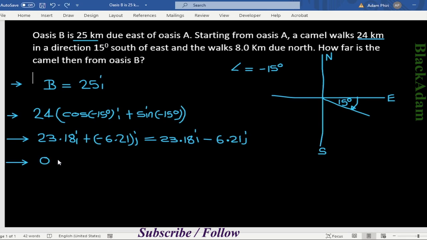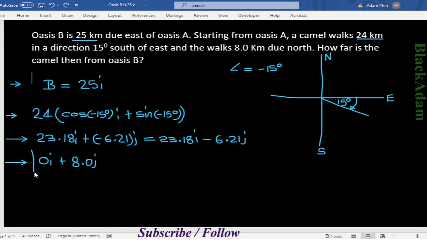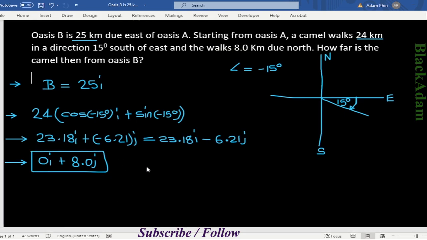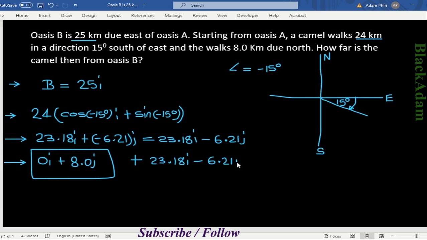And then we have the second leg, that is plus 8 j. So 8.0 j. That's because it's due north, so it's a vertical component with no horizontal component. So it's 0 for i and it's 8 for j. And from there we add, because it traveled twice, so we add the first component and the second component.